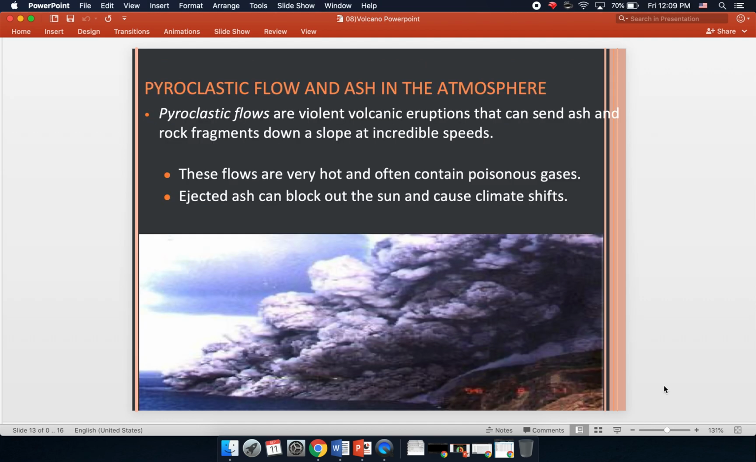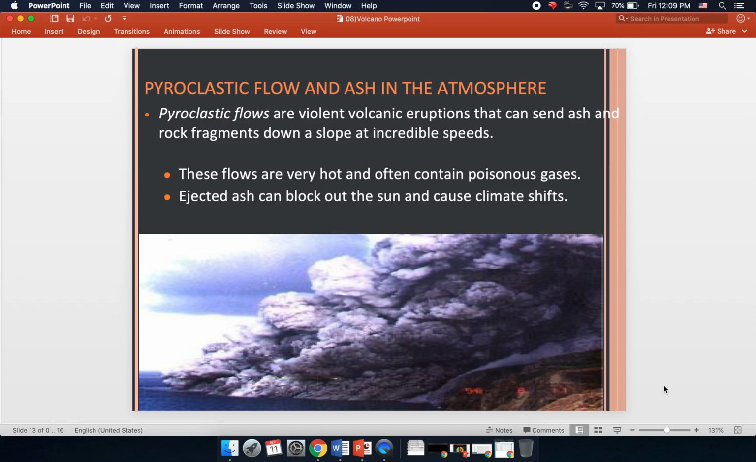All right, pyroclastic flow and ash in the atmosphere. Pyroclastic flows, which are sometimes known as stone winds, are violent volcanic eruptions that send ash and rock fragments down a slope at incredible speeds. These flows are very hot and contain poisonous gases. So if one of these were to roll over you, even if you didn't get burned up by it or bombarded with rock fragments, the gases it carried could suffocate and kill you. Okay, so these are very dangerous.